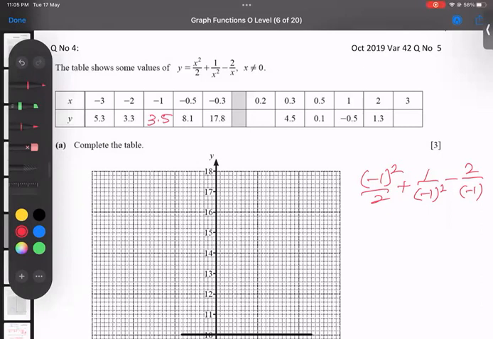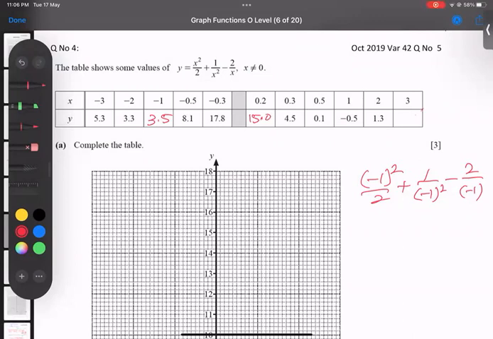Similarly, when I replace 0.2 in every place, what happens then? Let me check. 0.2 squared divided by 2, plus 1 divided by 0.2 squared, and -2 divided by 0.2. The answer I'm getting is 15.02. You can write it to one decimal place because of rounding, so 15.0 is also acceptable.